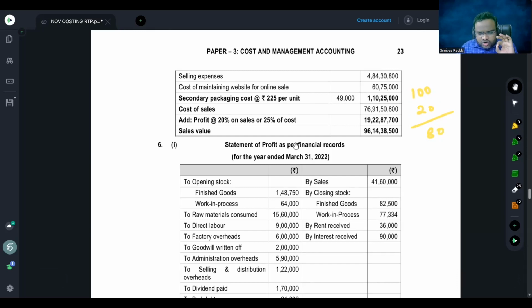I think it is a simple cost sheet. So what important things to be remembered in this question? First one, direct expenses you need to identify. Reducing the normal loss, you need to be very careful, from the raw material consumed. Then cost of website for online sale: if it is for online sale, it is a selling and distribution overhead. If it is related to production, it is part of cost of production. Primary packaging is part of cost of production. Secondary packing is part of cost of sales. Clear? Right.